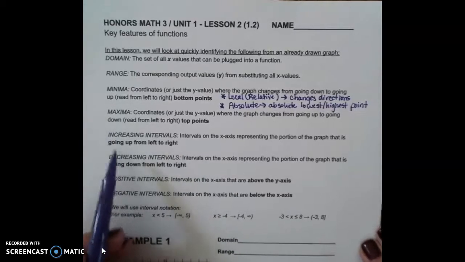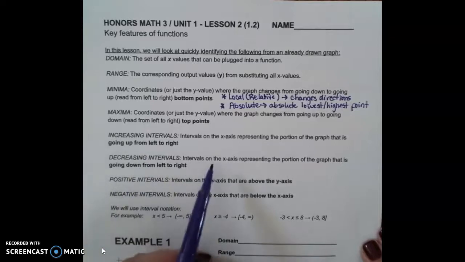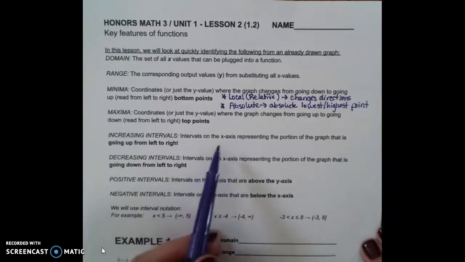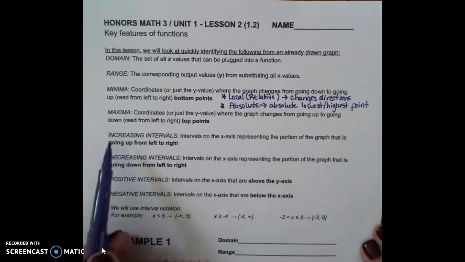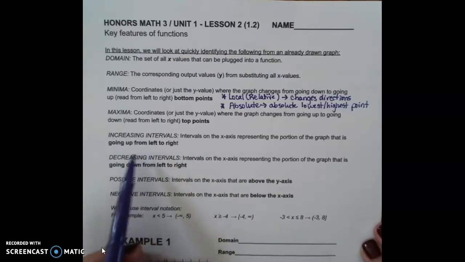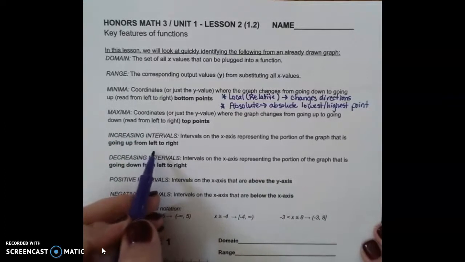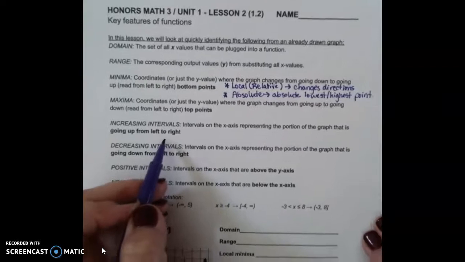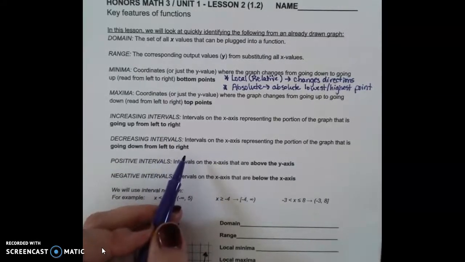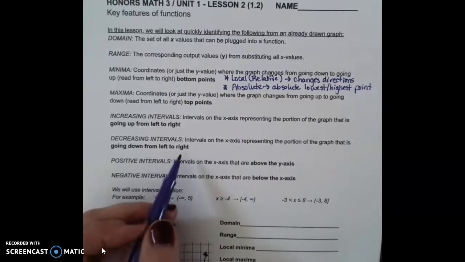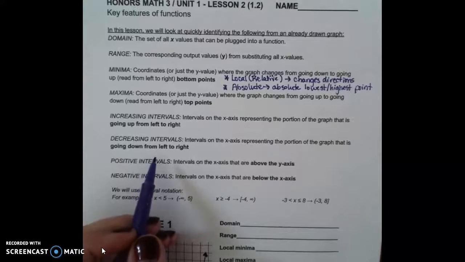And then we're going to discuss what's called increasing and decreasing intervals on the function. So your increasing intervals is where it's on the x-axis representing the portion of the graph that is going up from left to right. And you'll hear me sometimes refer to or look for what seems to be positive slope. The decreasing intervals, it's the same thing, except you're looking for what portion of the graph is going down from left to right.